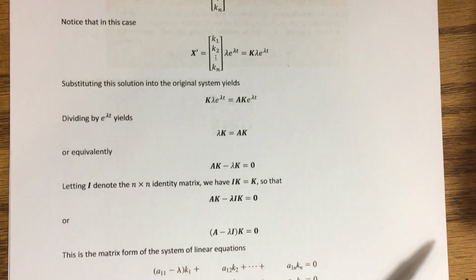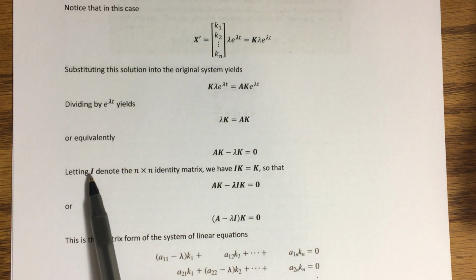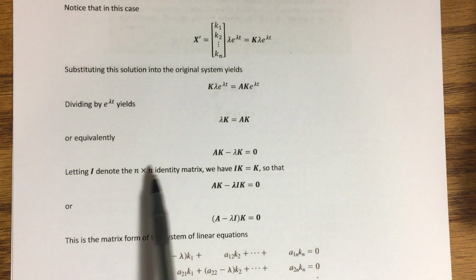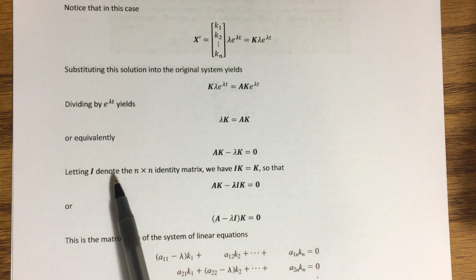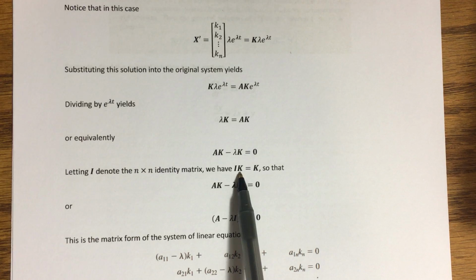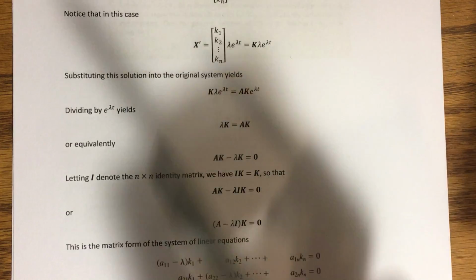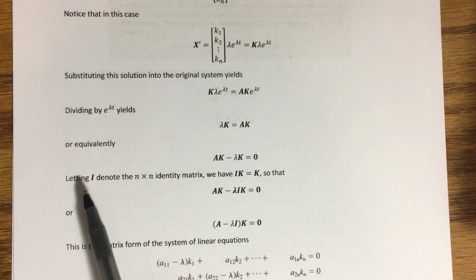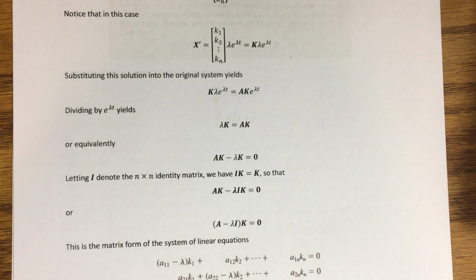Okay, now here's something you may not be familiar with if you haven't had linear algebra, but we're going to introduce the identity matrix here. And if you don't know what an identity matrix is, that's okay. I'm going to give you just enough information to know what we're using it for. So I'm calling it the n by n identity matrix. It has to be n by n to be compatible with multiplication with this matrix K, which remember had n entries. The identity matrix is basically, it does what the number 1 does in the real numbers when you multiply.